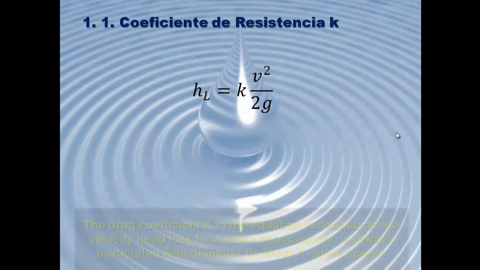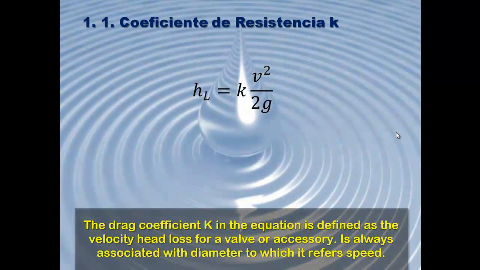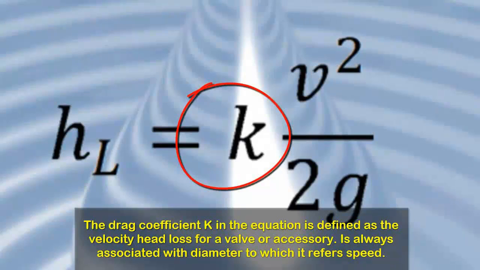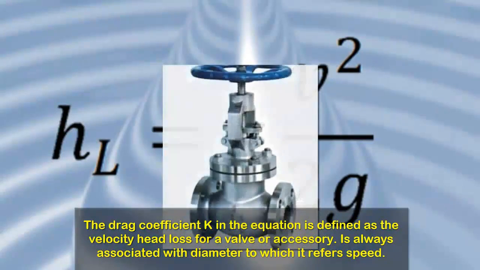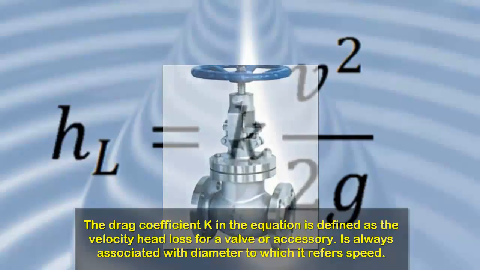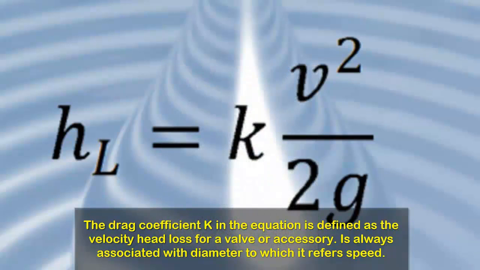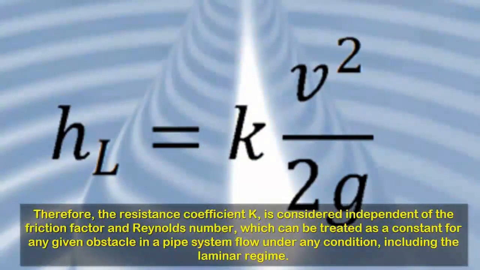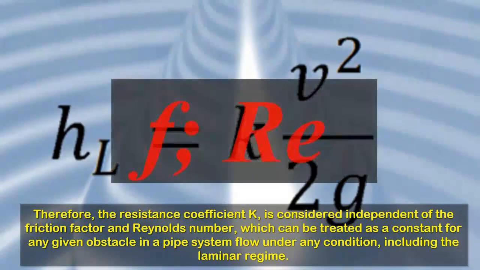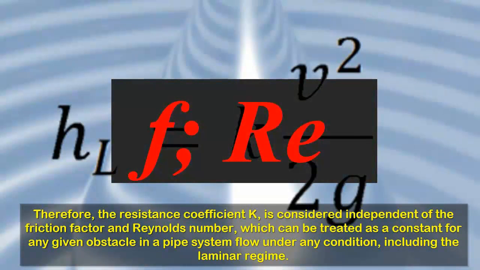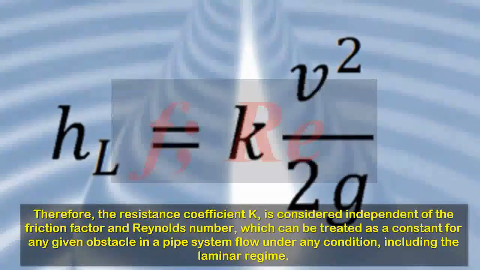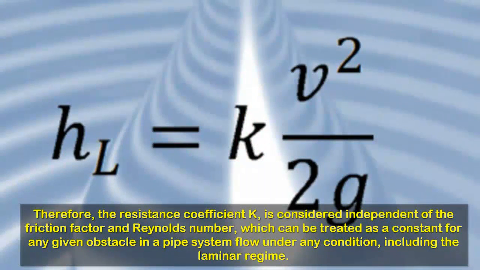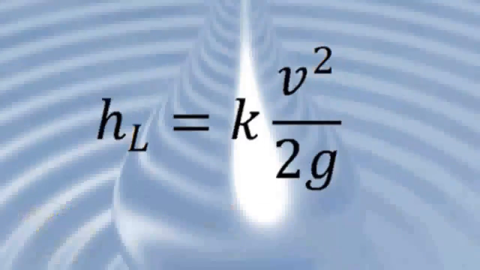Resistance coefficient K. The resistance coefficient K in the equation is defined as the velocity head loss for a valve or accessory. It is always associated with the diameter to which the velocity refers. Therefore, the resistance coefficient K is considered independent of the friction factor and Reynolds number, and can be treated as a constant for any given obstacle in a pipe system under any flow condition, including the laminar regime.